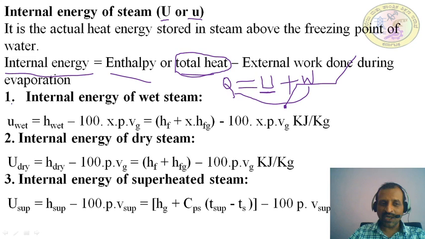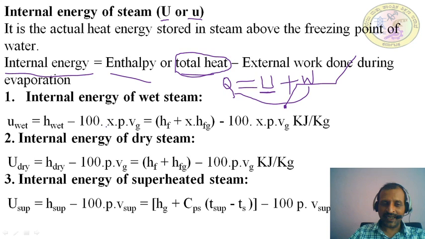So U wet is equal to H, the enthalpy of wet steam, minus the work done during the wet steam. We have already calculated that in the previous slides: 100 into X PVG, where X is the dryness fraction. And what is H wet? H wet means the enthalpy of wet steam. This we studied in the second session. So how to find the enthalpy of wet steam?